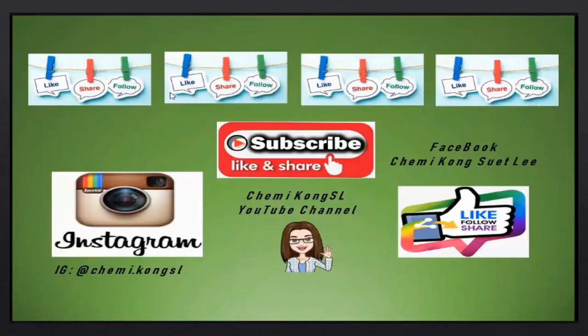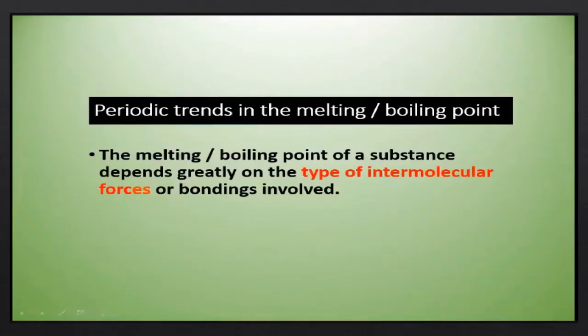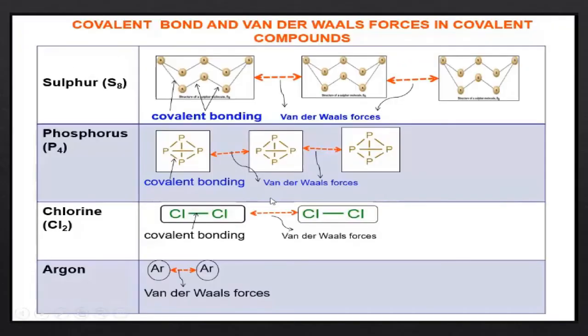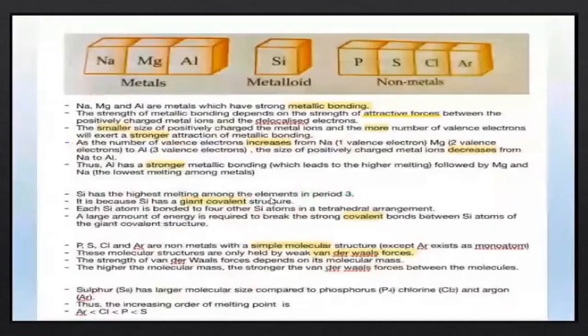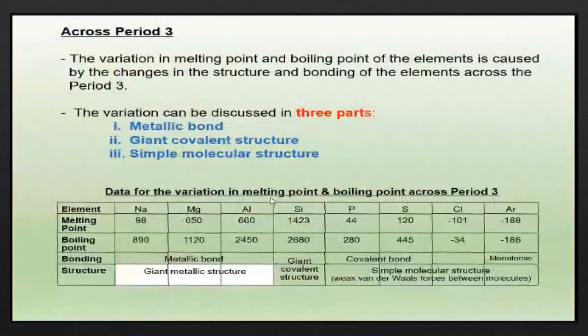You must always remember that the periodic trend in the melting point of a substance depends on the type of intermolecular forces or bonding involved. So we check one more time. For metallic bond, the strength is directly proportional to the number of electrons and inversely proportional to the size of the atom.